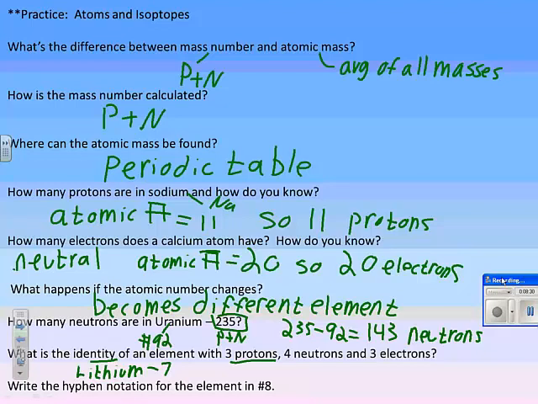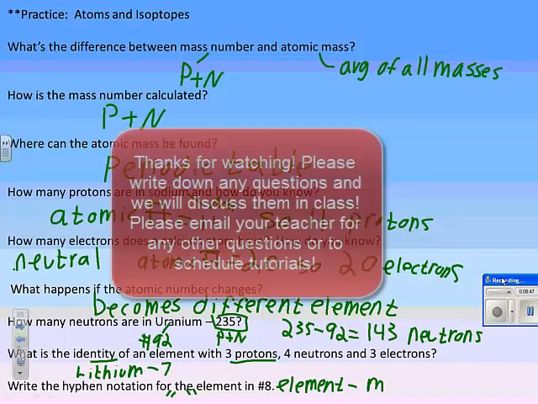So that's hyphen notation, which we just did. Lithium-7. You can write ditto as long as you know what you're talking about. Hyphen notation is element hyphen mass number. So I'll write that down here if you want. Element hyphen mass number.